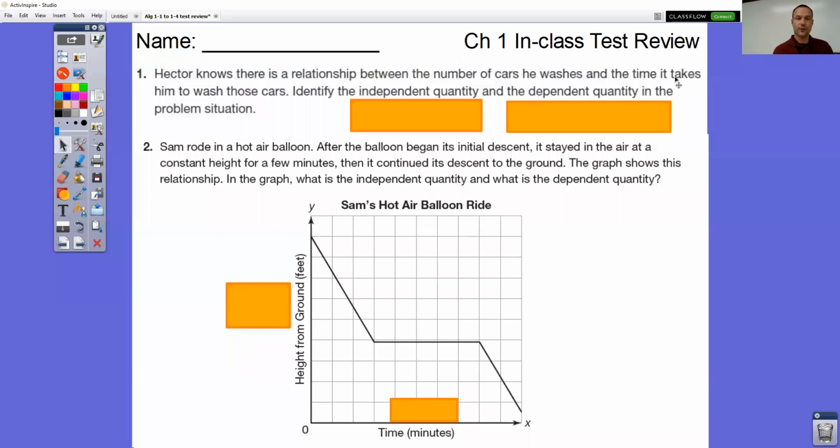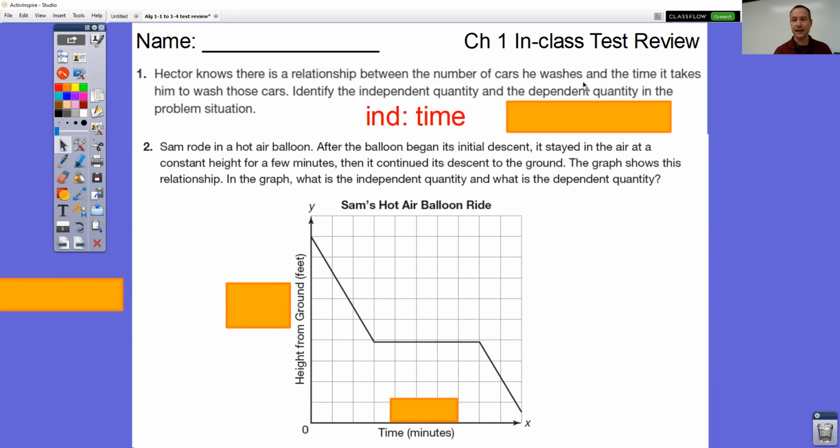This is the review for the Algebra Chapter 1 test. So in question number 1, you have to identify the independent quantity and the dependent quantity. Hector knows that there's a relationship between the number of cars that he washes and the time it takes him to wash those cars. Remember, independent quantities are always your time.